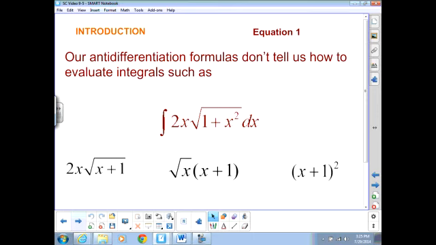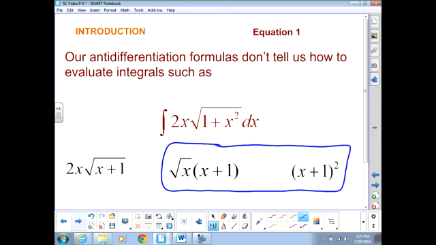So if we've had things like this, some of these we could rewrite and work with using our power rules, others we could not. These two here, we could rewrite. The one in the middle there, we could distribute the square root of x. The one on the right, we could FOIL out, and then we could handle that. But the 2x square root of x squared plus 1, we cannot handle with our current methods. After what we do today, we will be able to handle that.